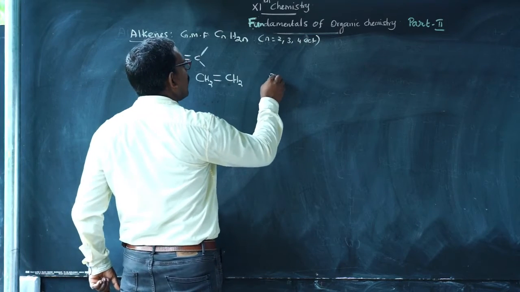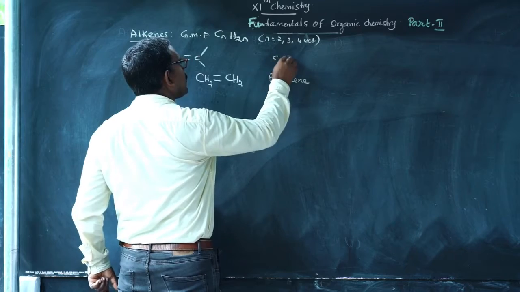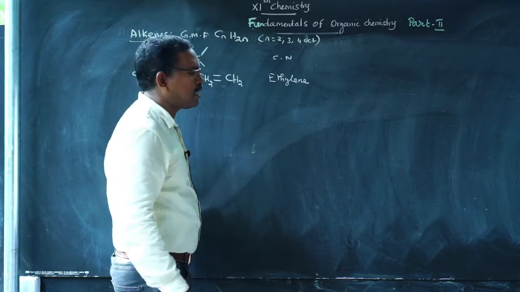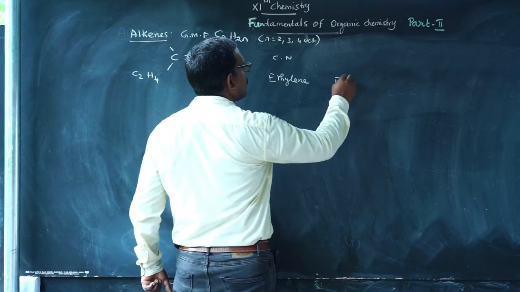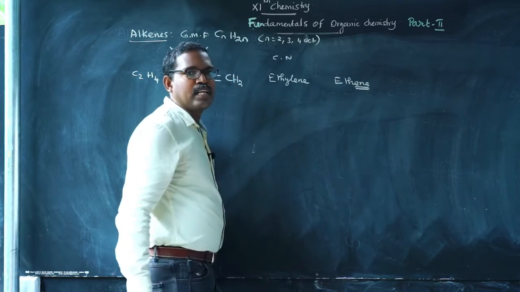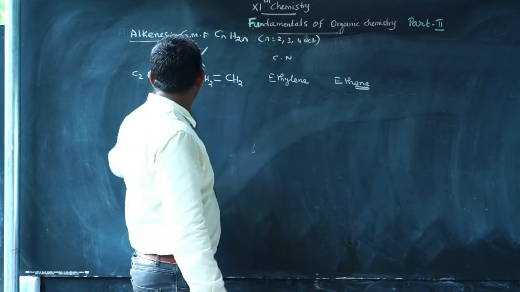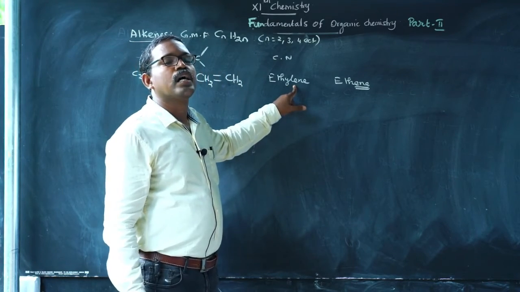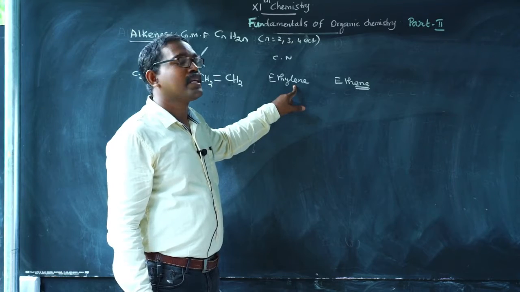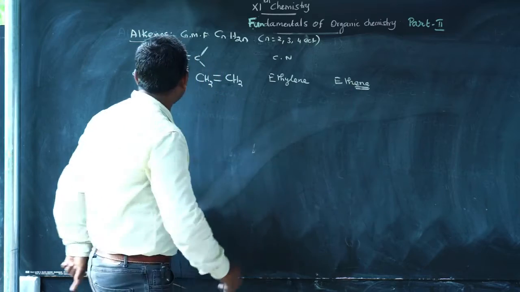The common name of this compound is ethylene. The IUPAC name of the compound is ethene. Alkenes end with E-N-E. Here also there are 2 carbon atoms, therefore in ethane the ending A-N-E is replaced by E-N-E, giving ethene.